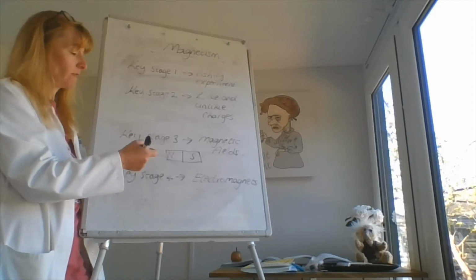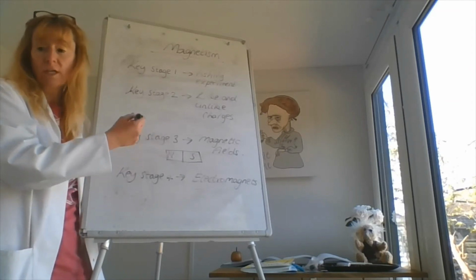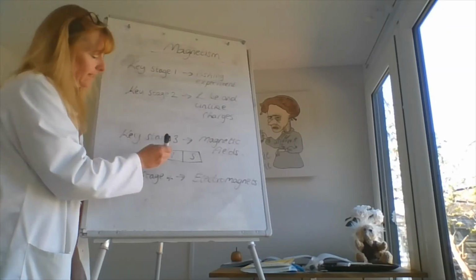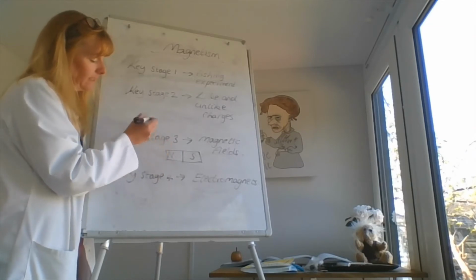So you would have to draw arrows on there. It's useful to remember that it moves from north to south. So we're going to draw that now, where we show that the magnetic field is moving like this.